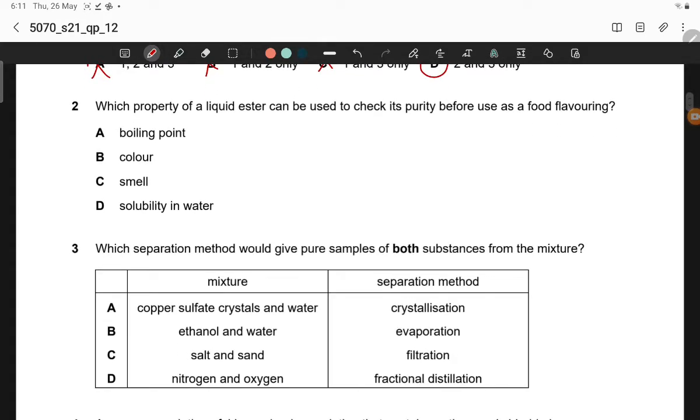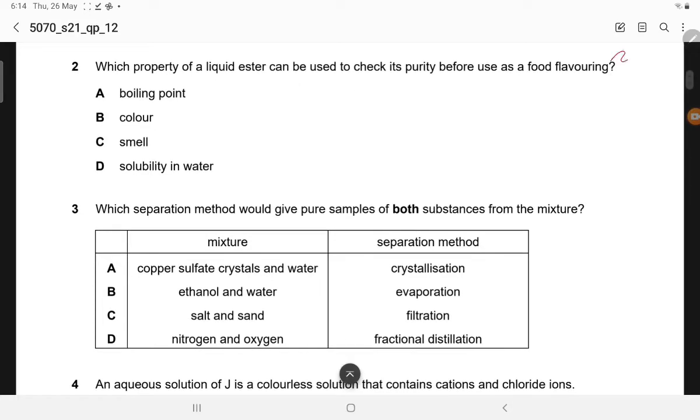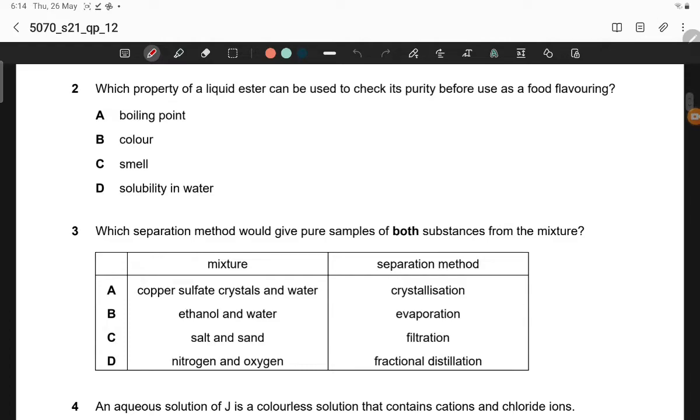Which property of liquid ester can be used to check its purity before use as food flavoring? Question number 2. Which property of liquid ester can be used to check its purity before use as a food flavoring? Boiling point. Liquid ester is a pure substance.